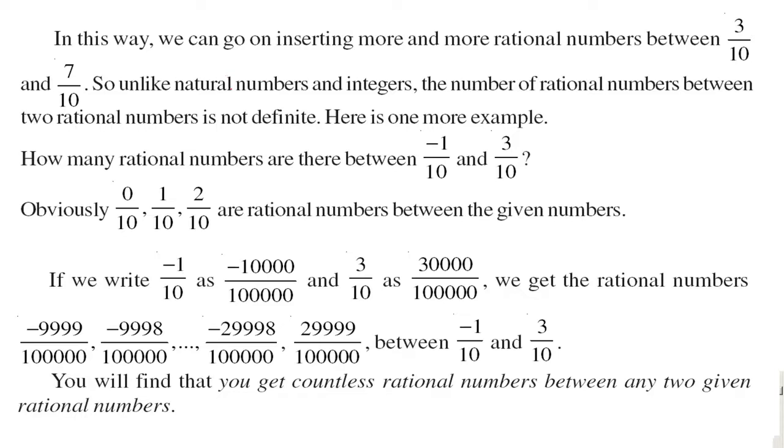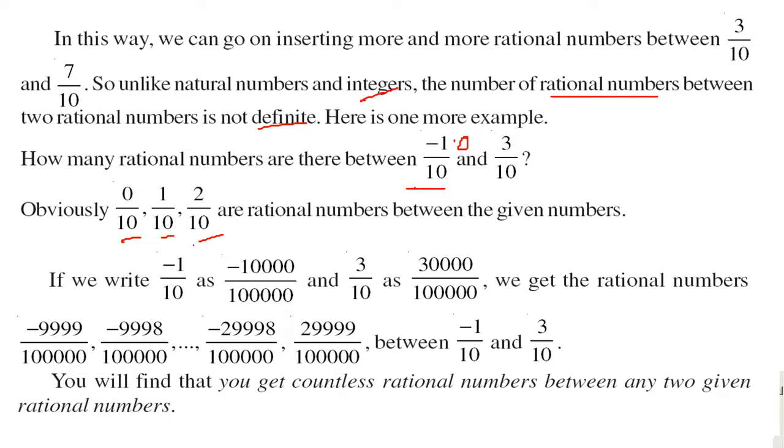So unlike natural numbers and integers, rational numbers have various rational numbers in between, but they are not definite. I'll give you an example. How many rational numbers are there between minus 1 by 10 and 3 by 10? It's easily 0 by 10, 1 by 10 and 2 by 10. These are rational numbers between the given numbers.